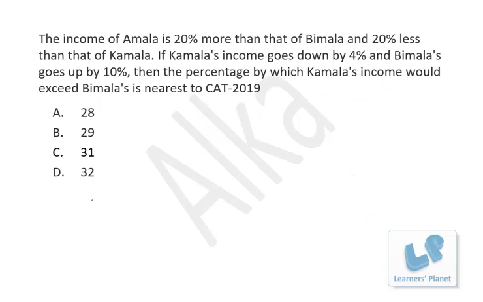Now one more problem from the CAT 2018 paper. The income of Amla is 20% more than that of Bimla. So I assume Amla, Bimla, and the third one is Kamla. So Amla's income is 20% more than that of Bimla. That means it is 120% of Bimla. So 120% is 6 by 5. So this is 6, this is 5, right?